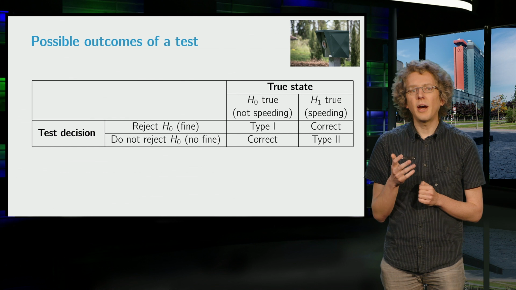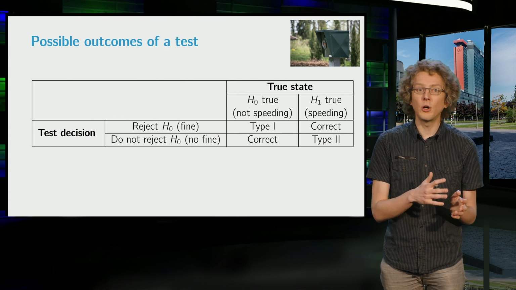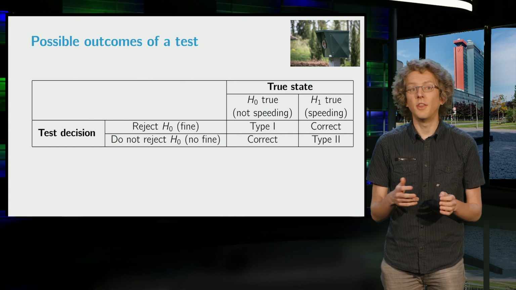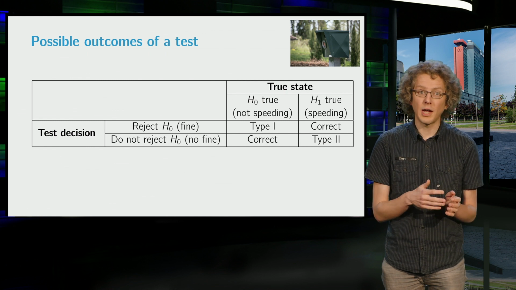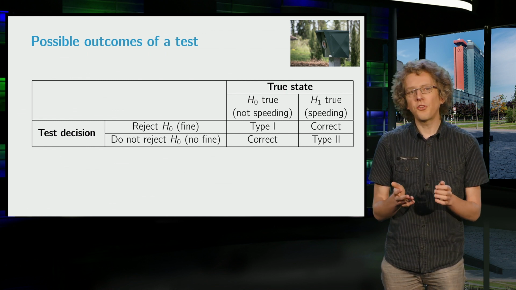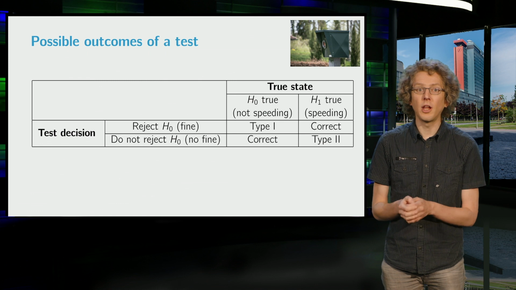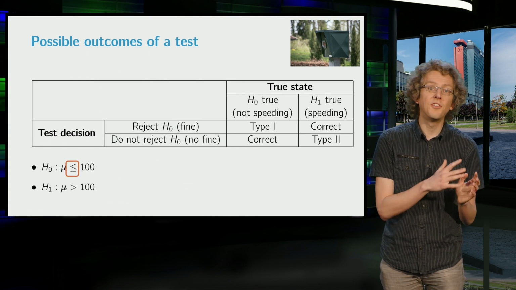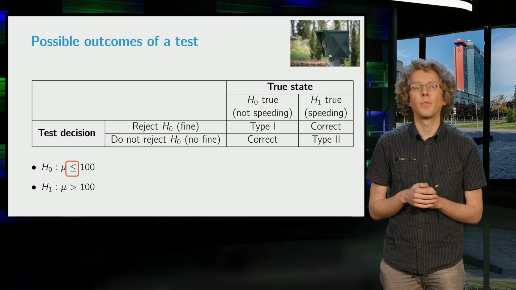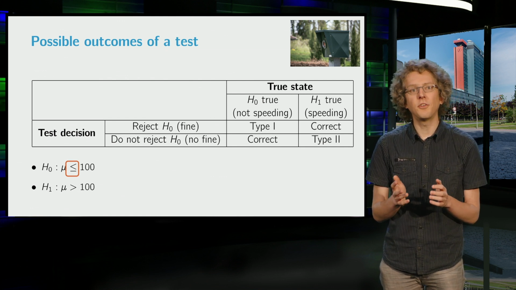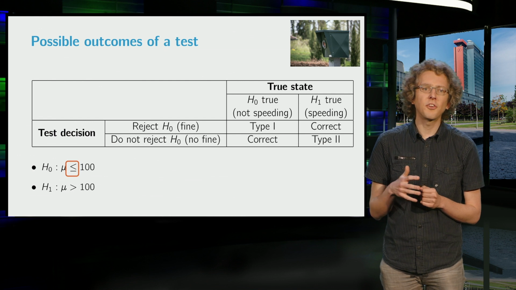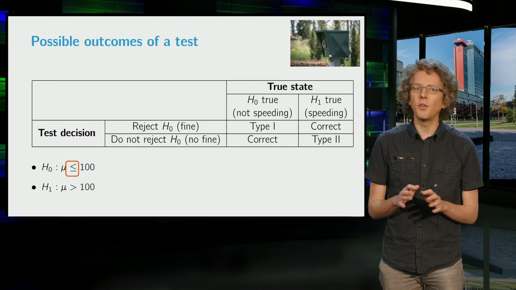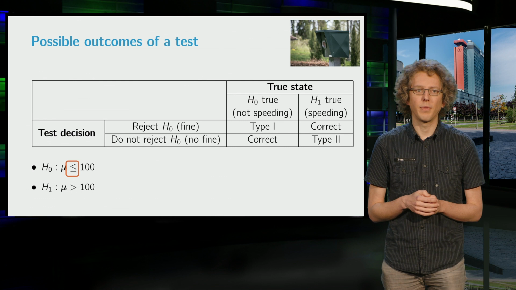By the way, you might say that people can also drive slower than the speed limit. They will have an even lower probability of a type 1 error. This is sometimes also incorporated in the null hypothesis, which will then take the form mu is less than or equal to 100. We call this a composite null hypothesis, but since it complicates things quite a bit, we will not work with this any further.